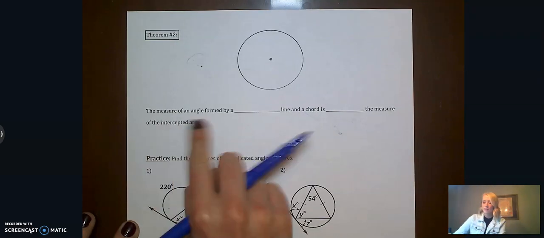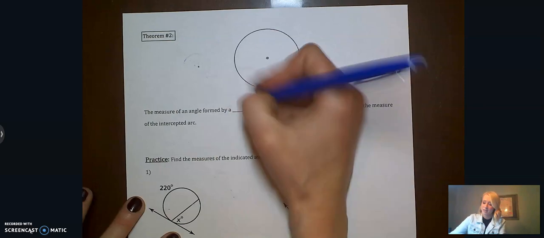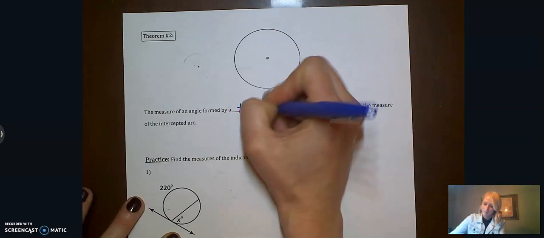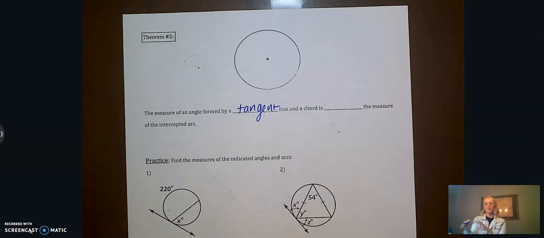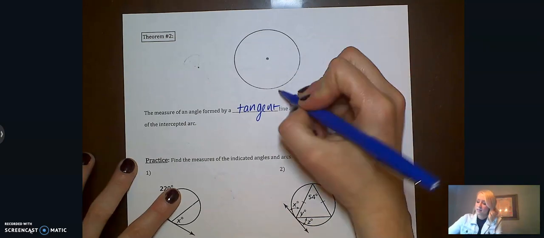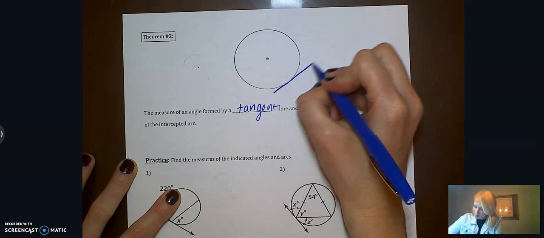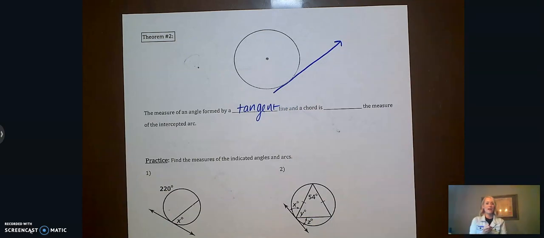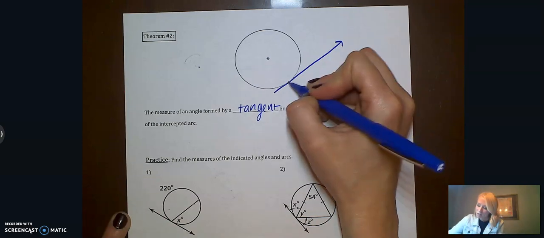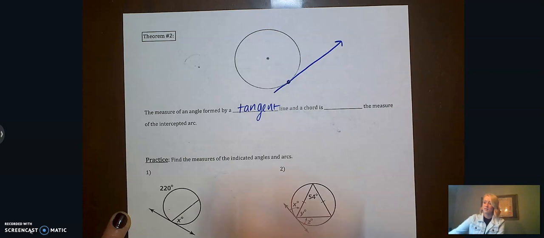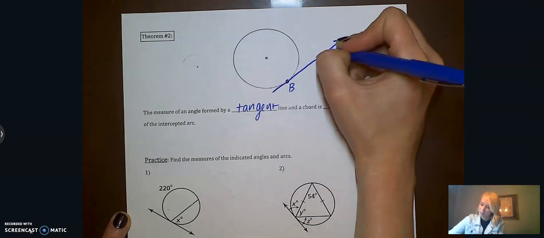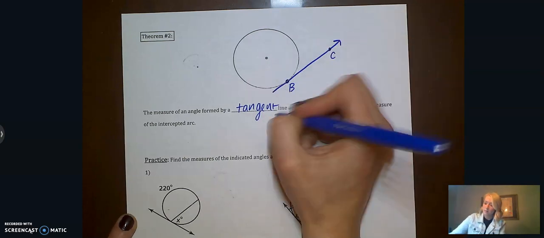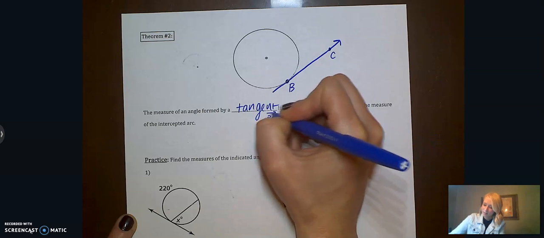It says that the measure of an angle formed by a tangent line. So I'm going to draw this situation on my circle picture. We learned about tangent lines in lesson 3. Do your best. It doesn't have to be perfect, but there's a tangent line. Remember, tangent lines just graze the circle. They touch the circle at exactly 1 point. Maybe we'll call that BC.